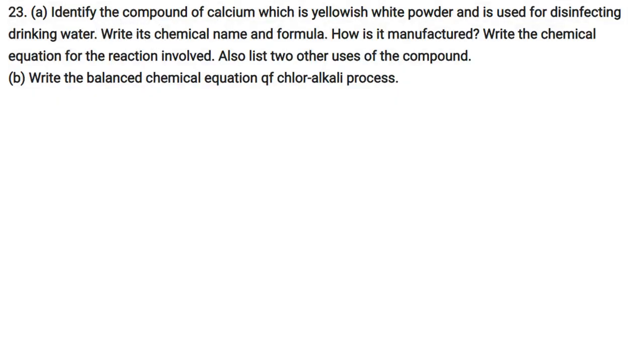Identify the compound of calcium, which is a yellowish white powder and is used for disinfecting drinking water. Write its chemical name and formula, and how it is manufactured. Write the chemical equation of the reaction involved. Also list two other uses of the compound and write the balanced equation of the chloralkali process.